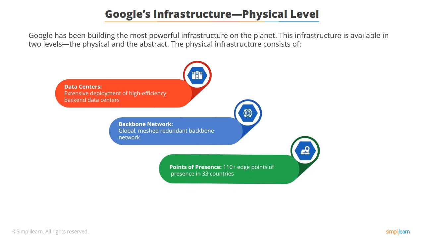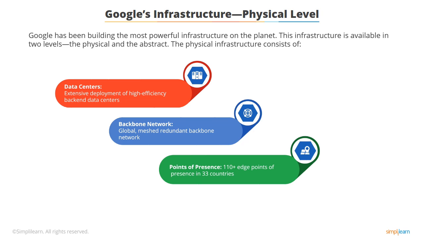A point of presence is the edge of Google and the rest of the internet. So if you have a computer and you need to have packets go to Google, they'll transit from your computer through the internet and they'll hit a point of presence. And that's where your connection will get on the Google Fiber and find its way into the data center. And they have over 110 edge points of presence now in 33 countries.